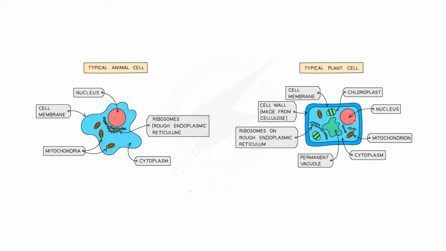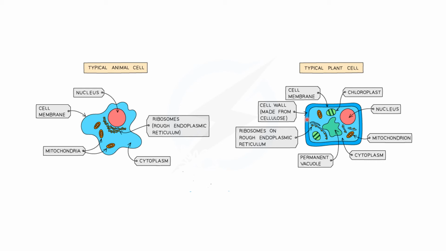We can also see that it contains the nucleus, which is where its DNA is contained. We can see it contains mitochondria, where the plant also generates energy. We can see its cytoplasm, where chemical reactions take place. We can see a permanent vacuole. A permanent vacuole is a subcellular organelle which makes sure the cell stays turgid.